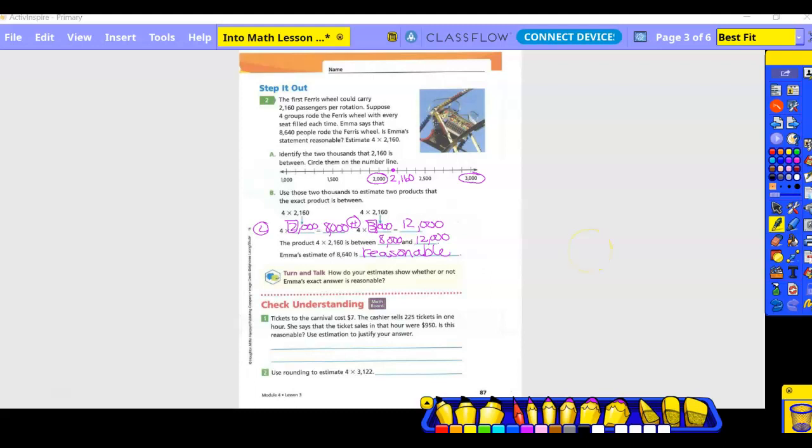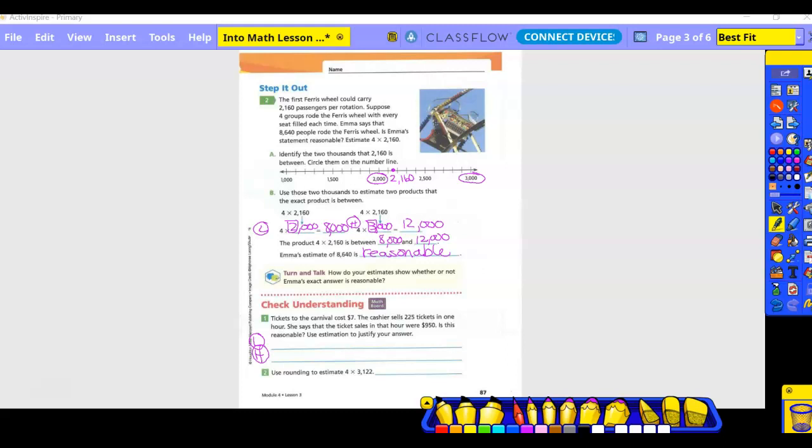Check understanding number 1. Tickets to the carnival cost $7. The cashier sells 225 tickets in 1 hour. She says that the ticket sales in 1 hour were $950. Is this reasonable? Okay, and use your estimation to find our answer. Okay, so we are going to do a low and a high estimate. Okay, guys, so write L for low, H for high.